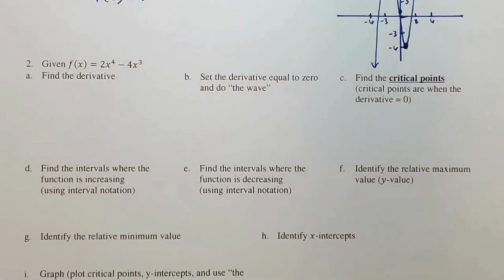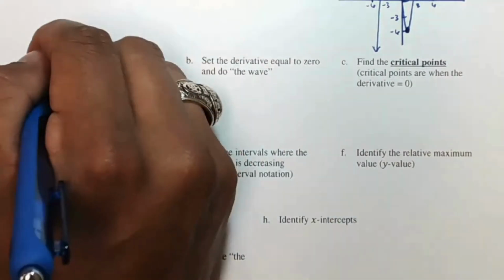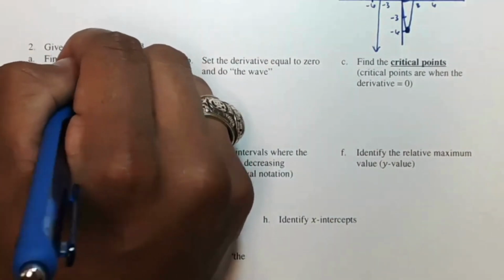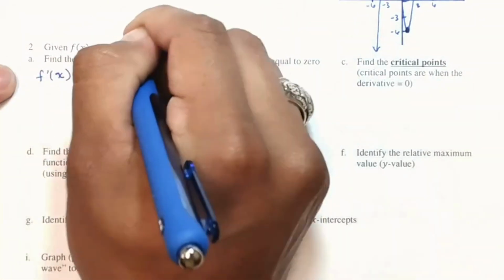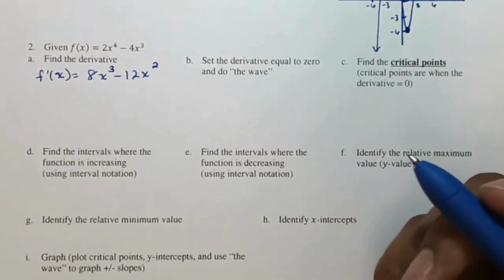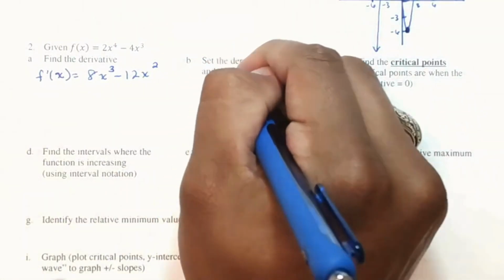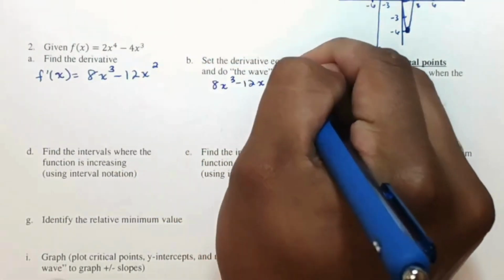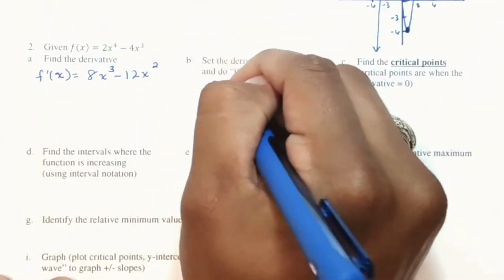So let's look at another problem. Same thing, we're going to find the derivative of this function. We're going to use the power rule. 4 times 2 is 8, subtract 1 from the exponent. 3 times 4 is 12, subtract 1 from the exponent. We find those important x values by setting the derivative equal to 0. For this one, I could divide both sides by 4, or I can just factor out 4x squared.